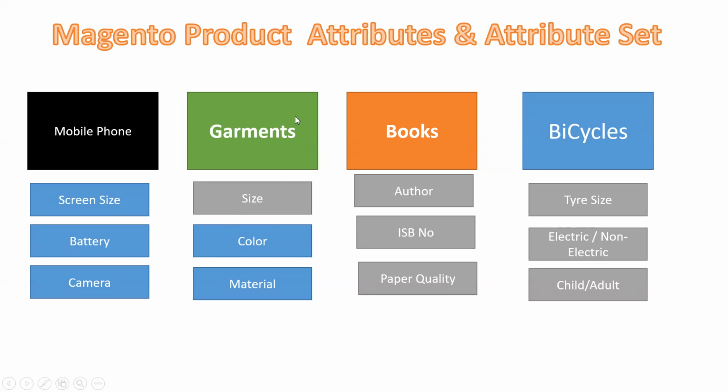Now let's see the scenario. Suppose you are going to add this mobile phone. On the add product page, you need to enter product name, product description, then screen size, battery, camera. Up to here it's fine. But since the page is the same for adding any product, you have to also write size, color, child, adult, material, author, ISBN number, paper quality, tire size, and electric, non-electric, which is totally irrelevant.